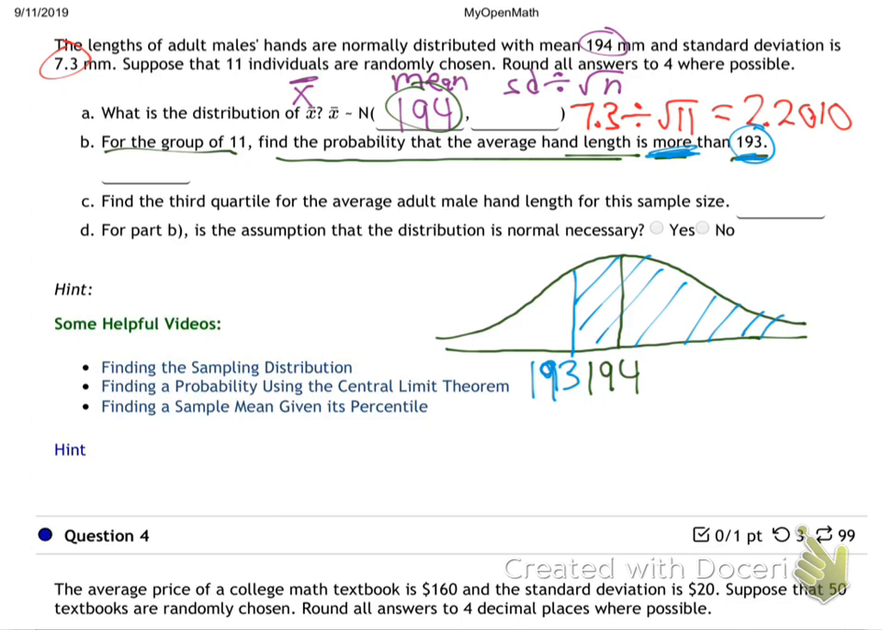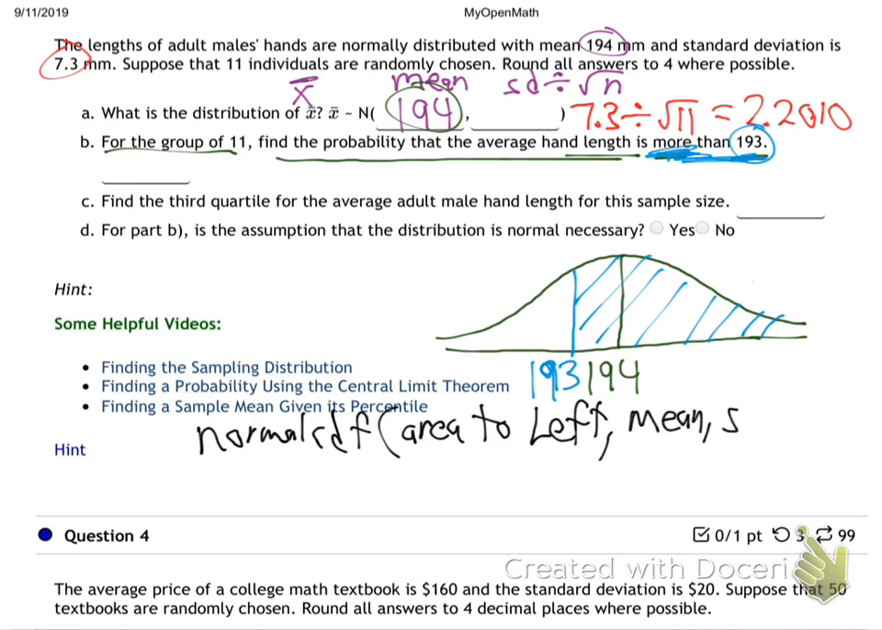So shading greater than, more than 193. All right, so now, are we going to do normal CDF or inverse norm? Are they asking us for an area or giving us an area? Is there an area up here? No, the areas are always written at the top. There's no area up there. They're not giving me an area. They're asking me for an area. So that is normal CDF. And how do we always do that? Area to the left, comma mean, comma standard. Okay. So normal.